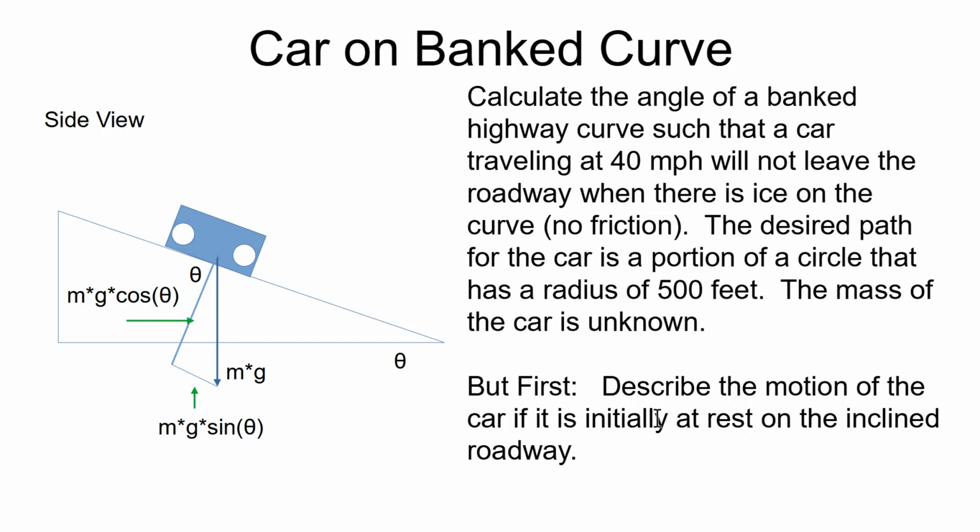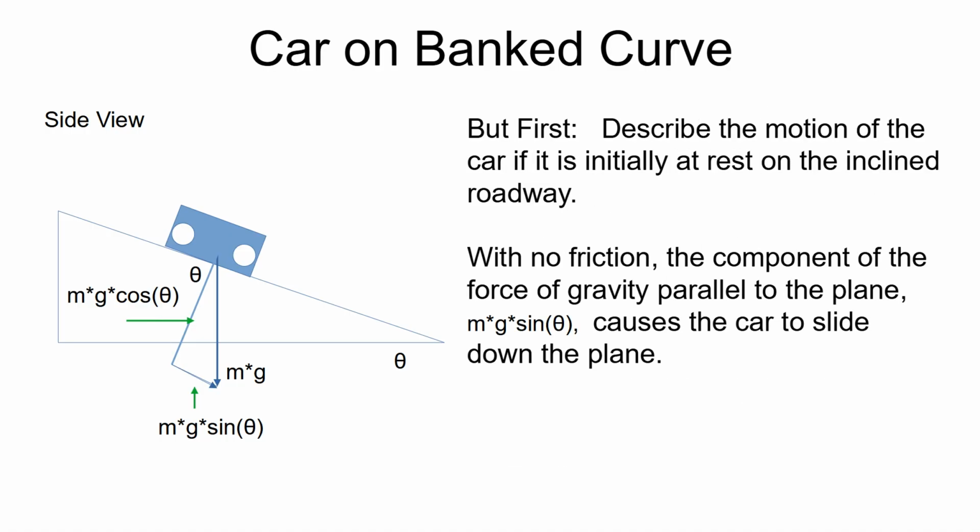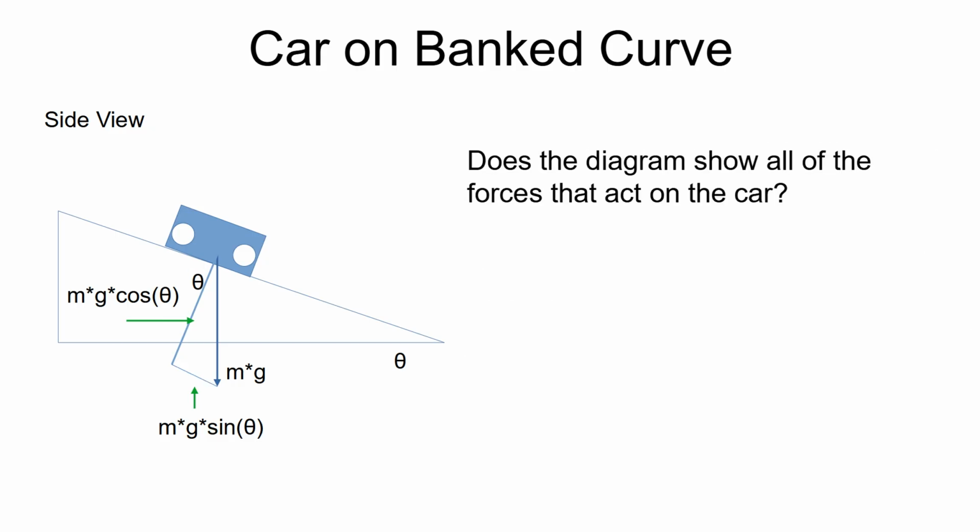So what's going to happen to the car if we just place it on the roadway? It's not in motion. It's not driving. We just put the car on the road on this incline with ice, with no friction. What's going to happen? Well, with no friction, there is a component of force down the plane, a component of the weight, and the car would just slide down into the shoulder of the road down at the bottom of the incline. That's when there's no motion, but we want to do some motion.